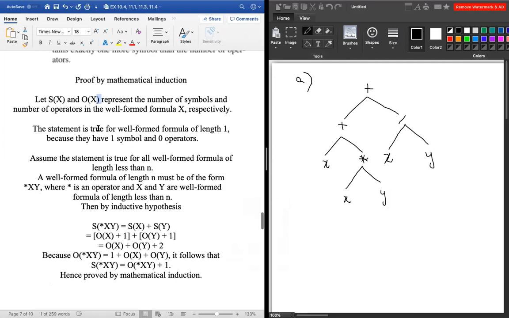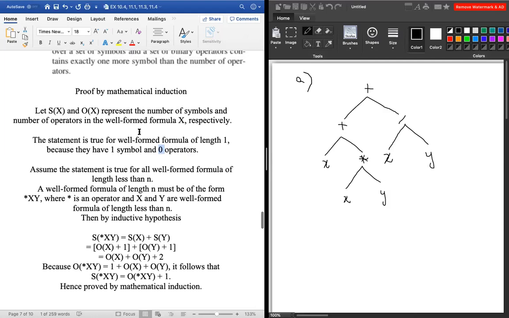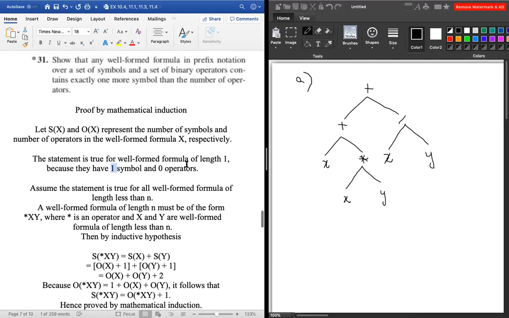Now, in the basis step, when the formula is of length 1, the number of symbols there will be 1, and the number of operators there is 0. And we know that 0 is less than 1, which means that the number of operators is 1 less than the number of symbols. So this basis step is proved.